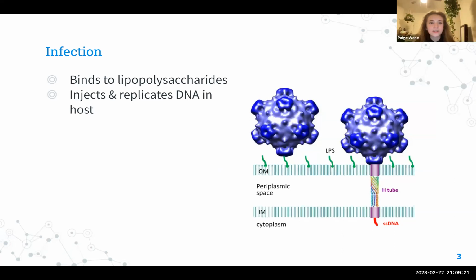So basically, just an overview of how it infects E. coli: it binds to the lipopolysaccharides on the outside of E. coli because, as we know, E. coli is gram-negative. It binds to those lipopolysaccharides, and it will inject and replicate its DNA inside the host. There you can see a diagram. The phage is that blue thing, attaching to the lipopolysaccharides, and you can see through the H tube it injects its single-stranded DNA into the host.